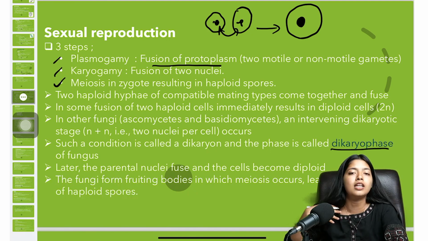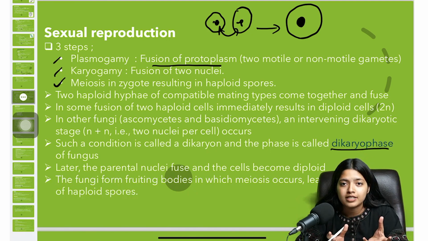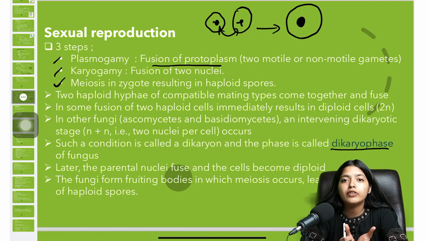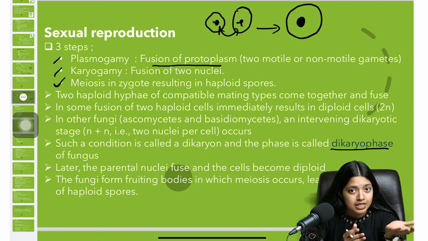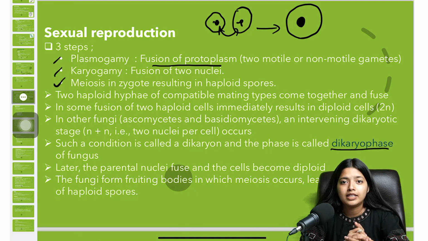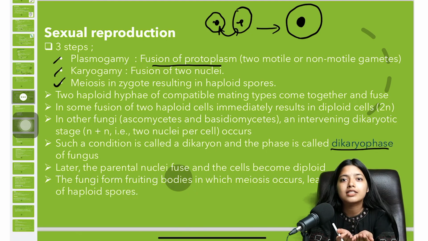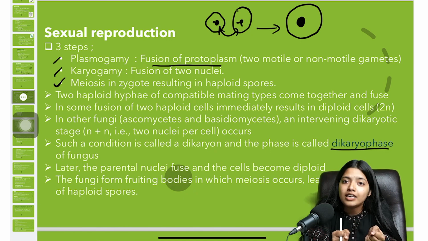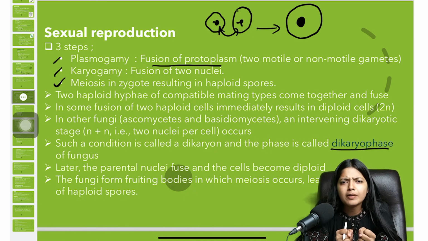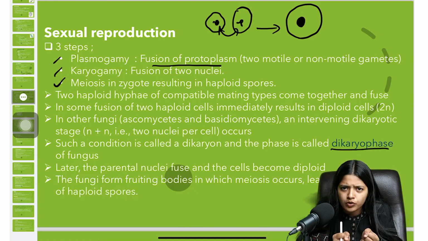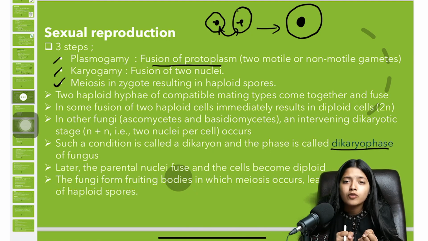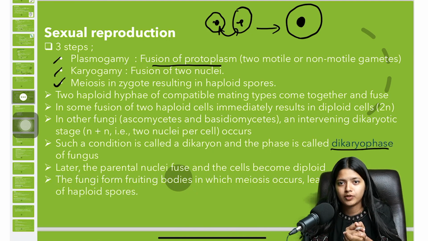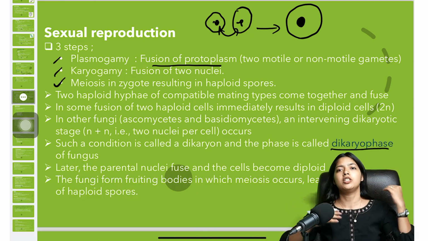Okay, once again, first we have 2 parent cells. First their protoplasm will fuse, then their nucleus will fuse, which is called plasmogamy and karyogamy. Then after this fusion, we get our zygote. And then what will happen to the zygote? The zygote will undergo meiosis or cell division. Then these structures will produce spores. Okay, this is how sexual reproduction occurs.